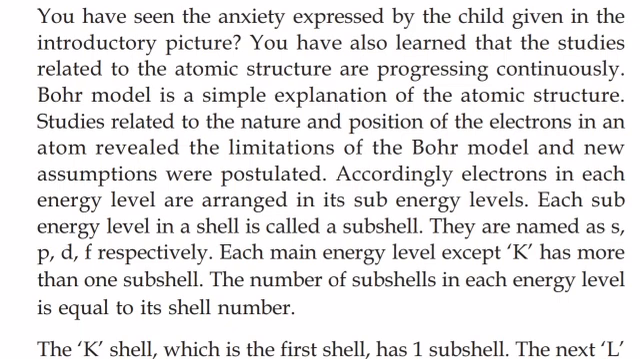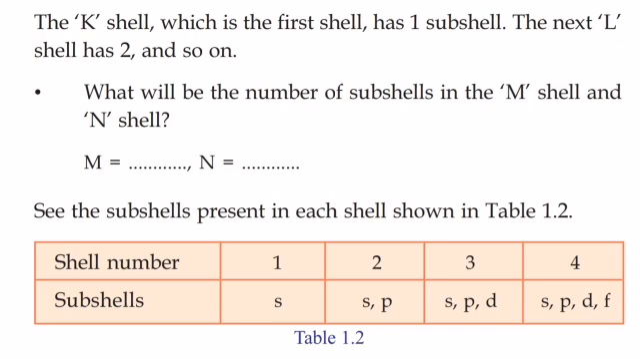Each main energy level except K has more than one subshell. The number of subshells in each energy level is equal to its shell number. The K shell, which is the first shell, has one subshell. The next L shell has two, and so on. What will be the number of subshells in the M shell and N shell? Can you say? Yes, it is 3 for M and 4 for N.